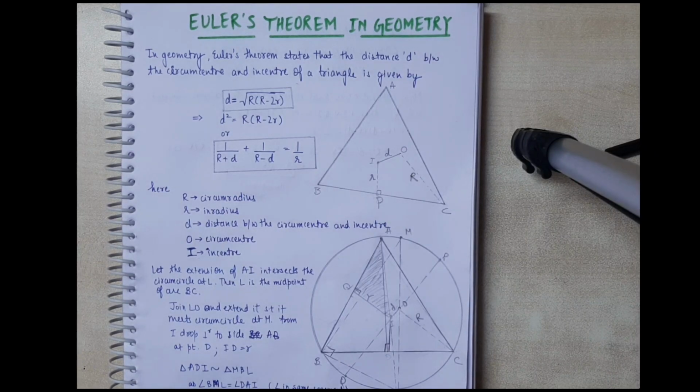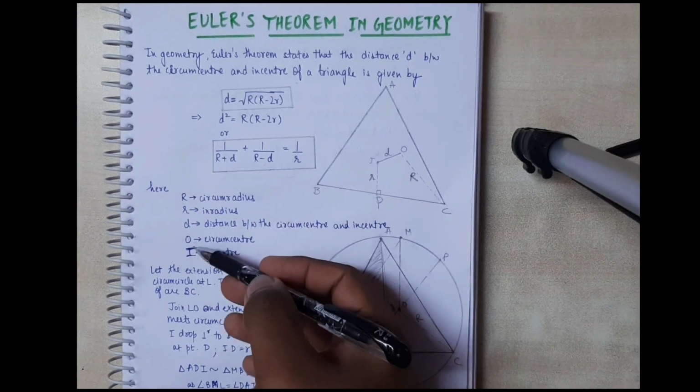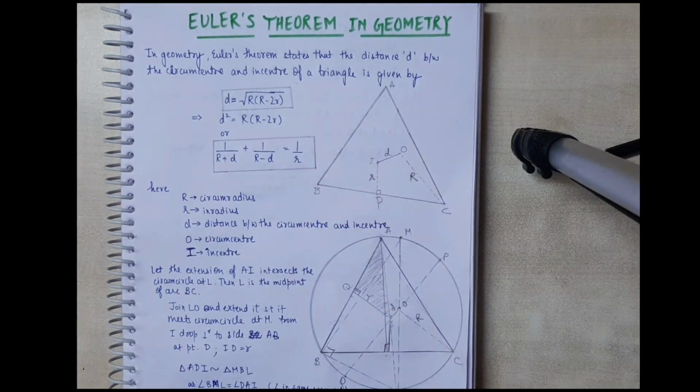We all know that each triangle has 2 points, namely circumcenter and incenter. We denote circumcenter by the letter O and incenter by the letter I. The incenter is the intersecting point of the angle bisectors of the triangle, and the circumcenter is the intersecting point of the perpendicular bisectors of the sides of a triangle.